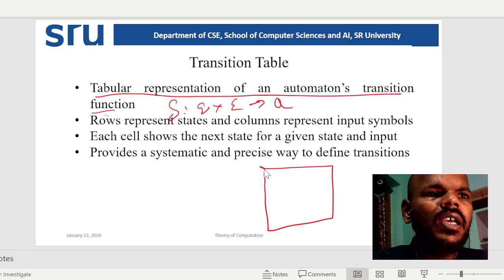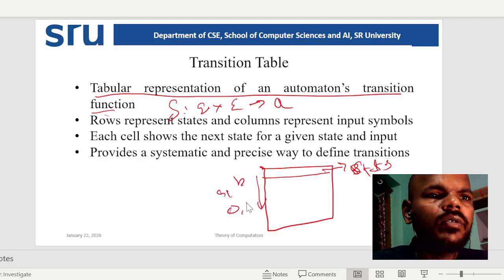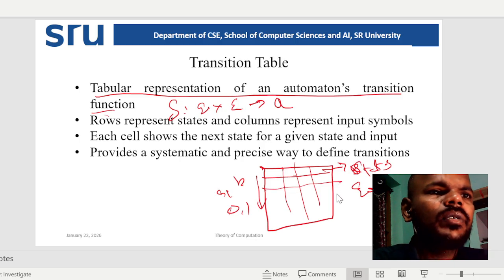Rows represent the states, and columns represent the input symbols. Here the input symbols are like a, b, or 0, 1, something like that. States mean q0, q1, q2, something like that. So it will be represented in the form of rows and columns. We will see one example so that you get a clear idea of what to do and what not to do.